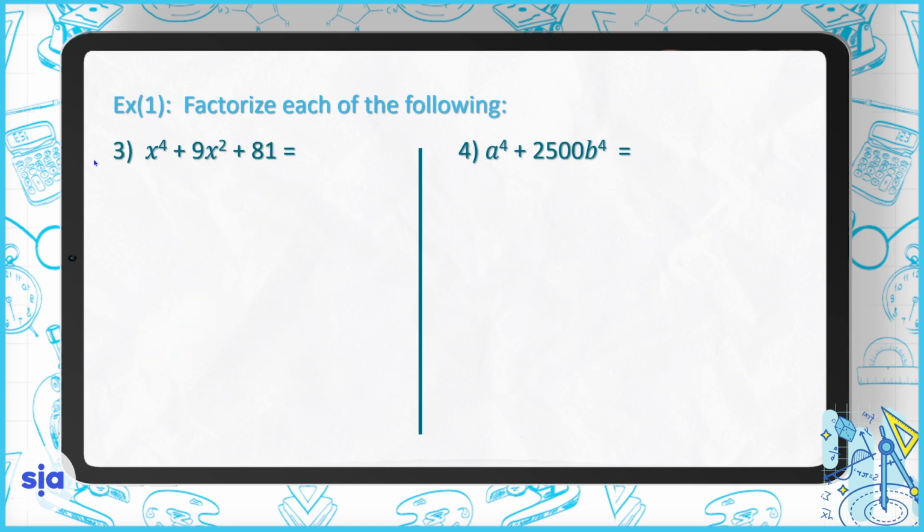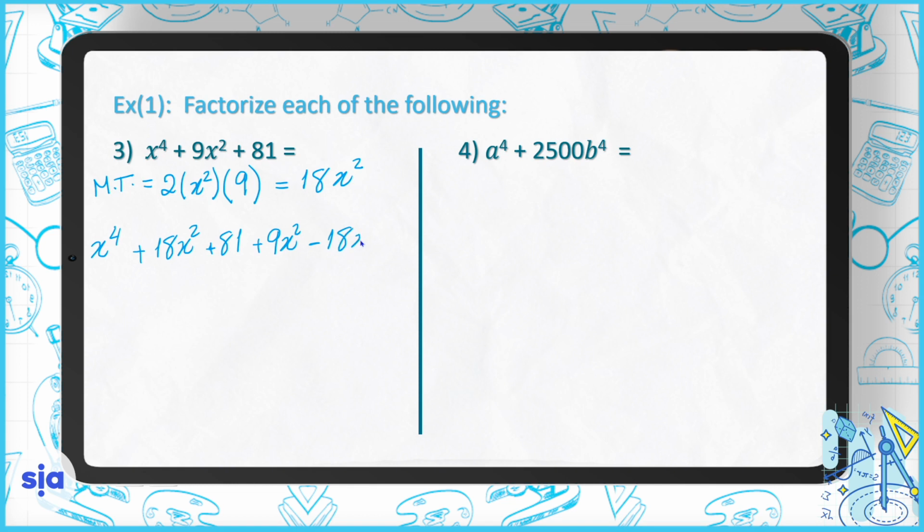Question number 3, how can I factorize this? The first thing we do is find the middle term. The middle term is 2 times the square root of the first term times the square root of the second term. So the middle term is 18x squared. So here we're going to make x power 4 plus the 18x squared plus the 81, and don't forget the plus 9x squared of the question minus the 18x squared that we got by subtracting the middle term.